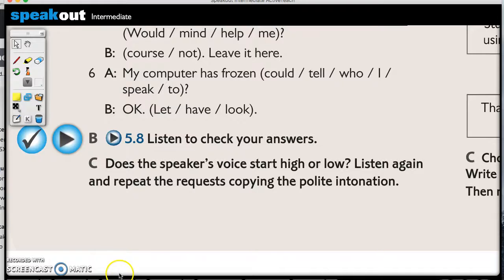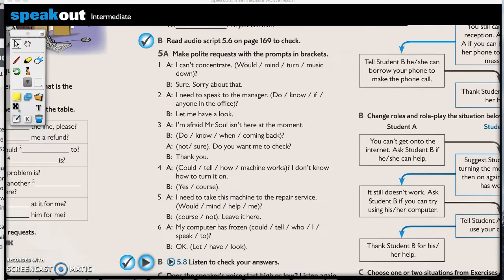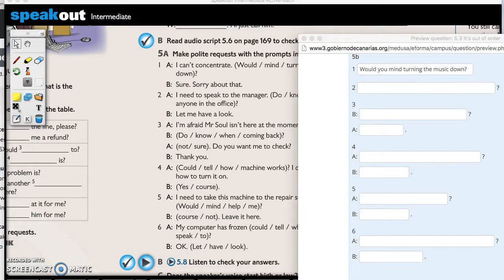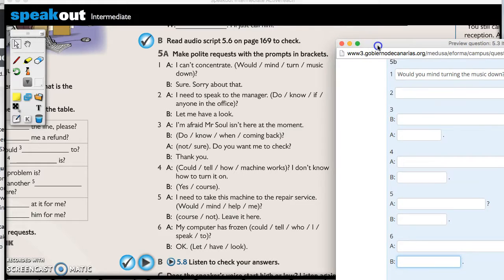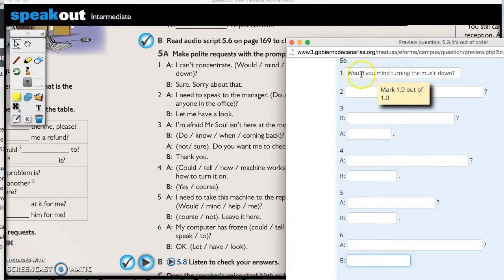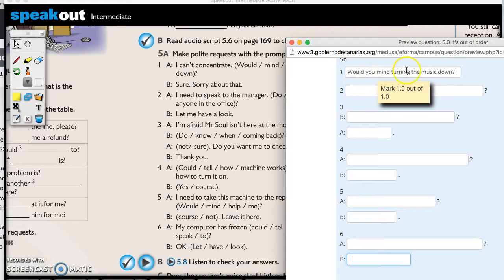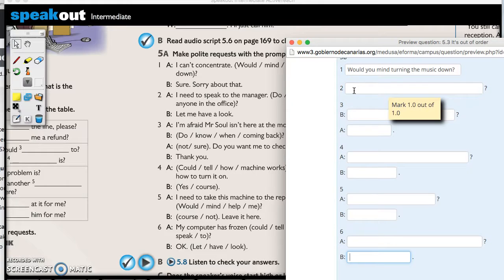Then you've got activity 5D, 5A and B actually, in which you have to make polite requests using the words within the brackets and no more. So this is how it looks like in the platform, and with these words, would, mind, turn music down, you turn that into would you mind turning the music down? Okay, and then you'll have to write the response to that. Well, the response is actually short, sorry about that.